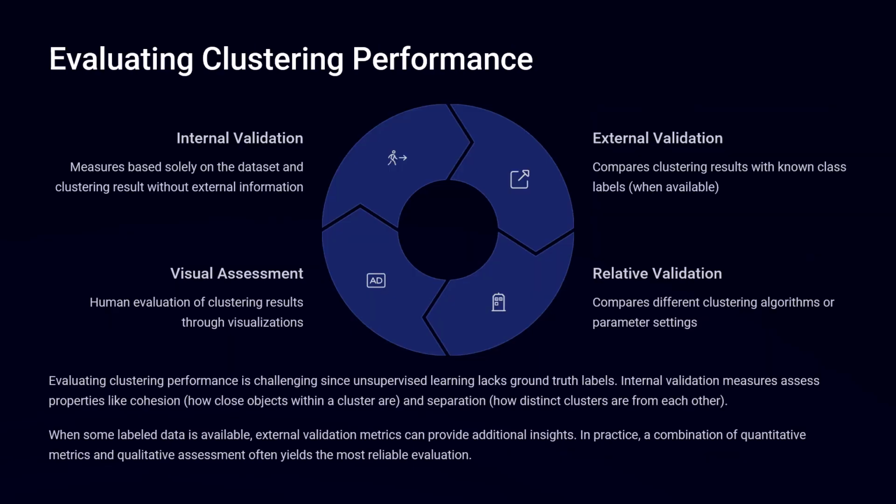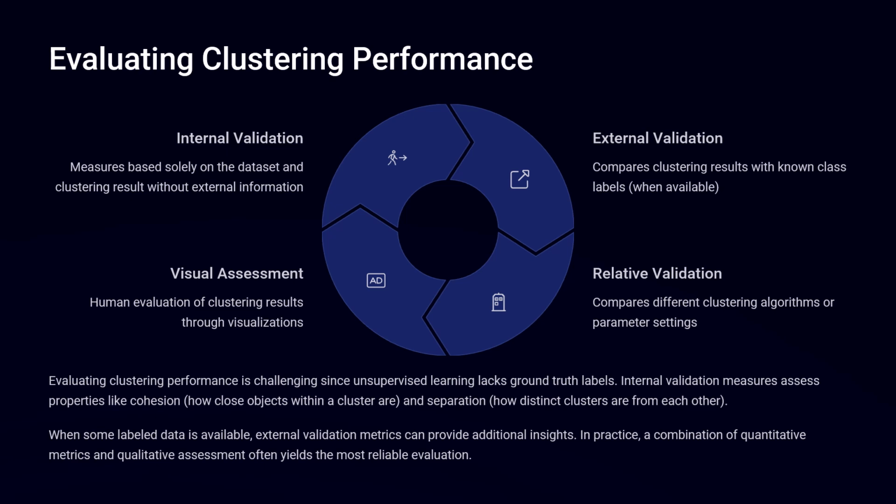Evaluating clustering performance. Internal validation: measures based solely on the dataset and clustering result without external information. External validation: compares clustering results with known class labels, when available. Relative validation: compares different clustering algorithms or parameter settings. Visual assessment: human evaluation of clustering results through visualizations.